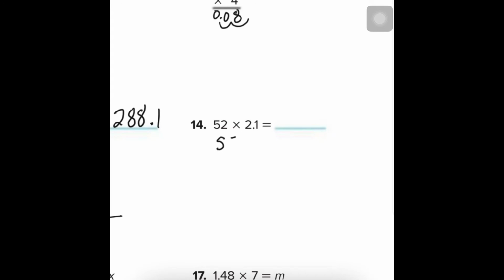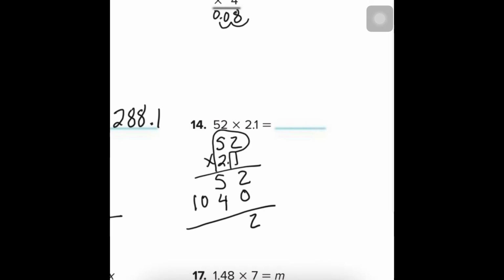All right, here we go. We are going with 52 times 2.1. 1 times 2 is 2. 1 times 5 is 5. Now we're going to do this section. Do a 0 right there, and 2 times 2 is 4. 2 times 5 is 10. Make sure you keep everything straight.